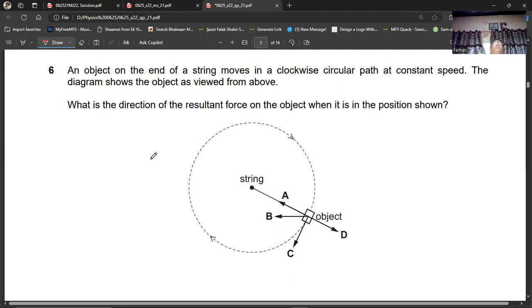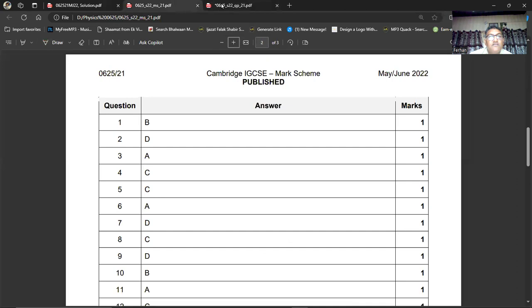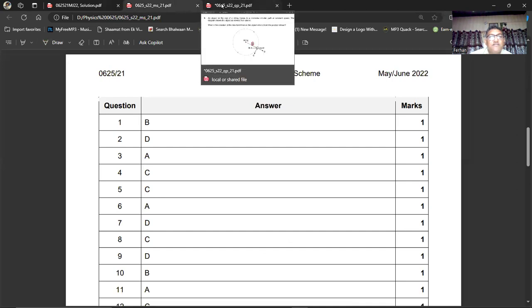You see, whenever an object moves in a circular path, the direction of the resultant force is always towards the center of that circle. The acceleration is also directed towards the center of that circle. So the direction of the resultant force will be towards the center of the circle. So I think A is the choice. So the answer is right.